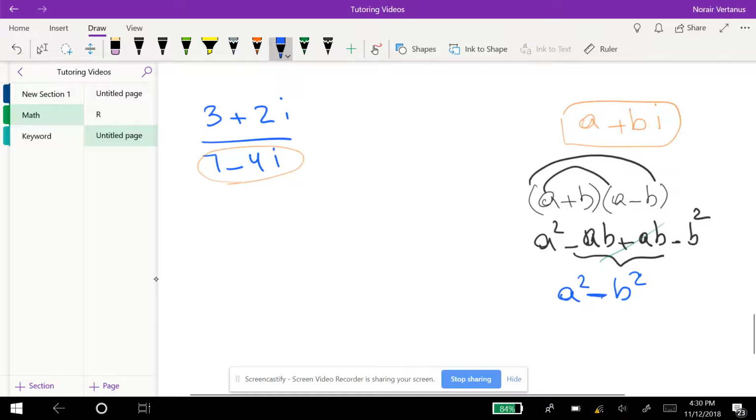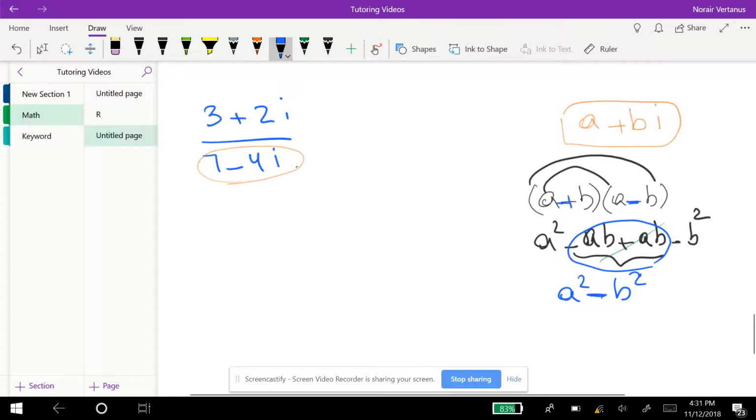So when you have a plus b times a minus b, do you see that there's a different operation? You get difference of squares, a squared minus b squared, because the middle terms cancel. So we're using that technique here to find the conjugate. The conjugate is the other complex term that, when you multiply them together using this difference of squares method, helps to get rid of the i here.